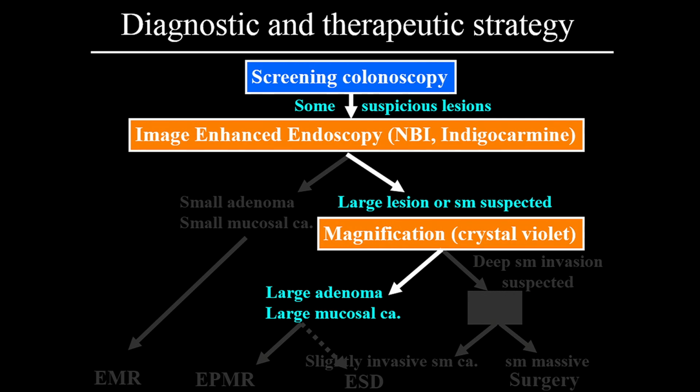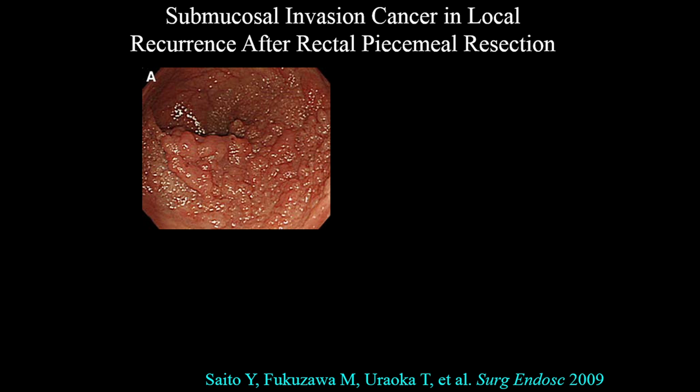So after the precise evaluation using crystal violet staining and magnification, if the target lesion turns out to be a large superficial lesion, most endoscopists still prefer to do piecemeal resection. But there is one surprising case report by the National Cancer Center group. This was a very large superficial lesion located at the lower rectum.